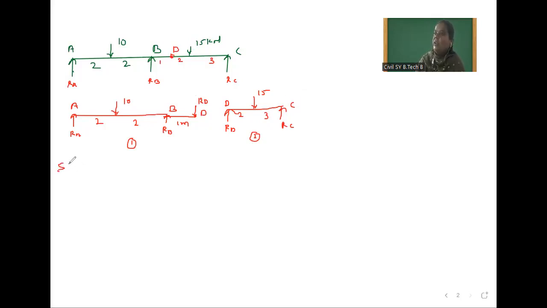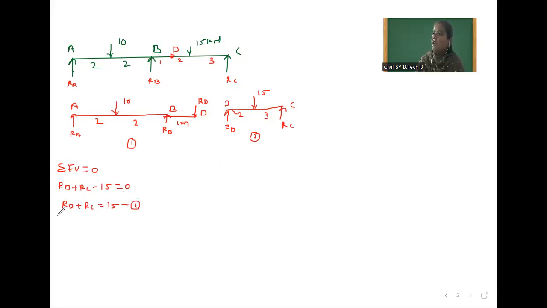So summation FV which is equal to 0. So this RD going upward and RC going upward. That's why RD plus RC, and this 15 kilonewton going downward. So minus 15 which is equal to 0. So RD plus RC which is equal to 15. So this is equation 1.